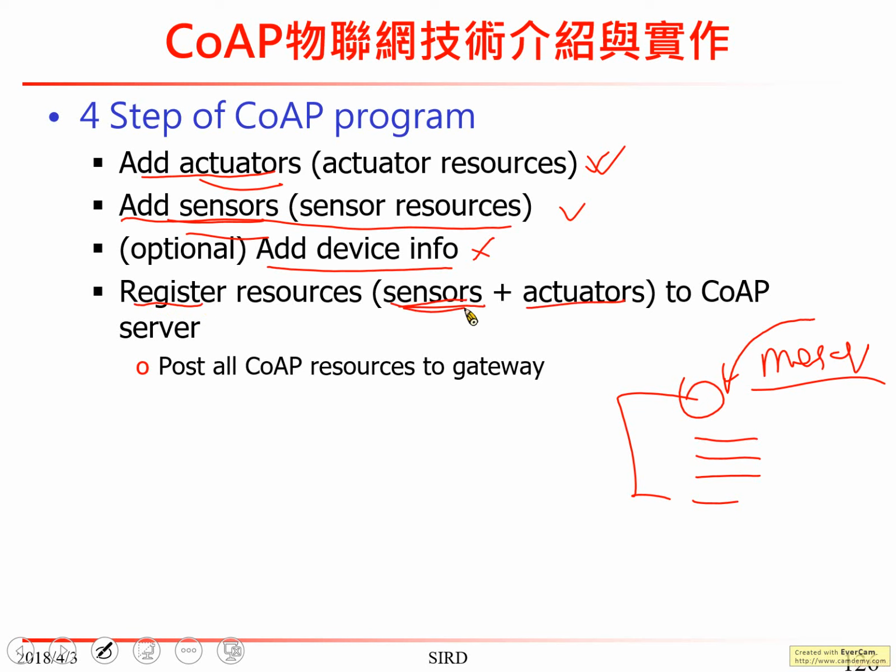What do you mean sensor resource? It's just a variable, right? Because you keep updating this value. So as long as the server has the current value, then any request sent to the CoAP server, they can respond automatically.